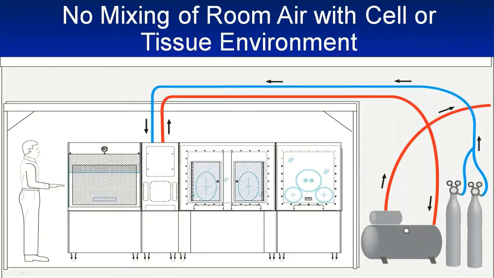Now, there's no mixing of the room air with the cell or tissue environment in the Xvivo system. There's no connections to your HVAC system. The atmosphere comes from compressed gas tanks, and gas that is removed from the system can be piped away to a remote location if you'd like.